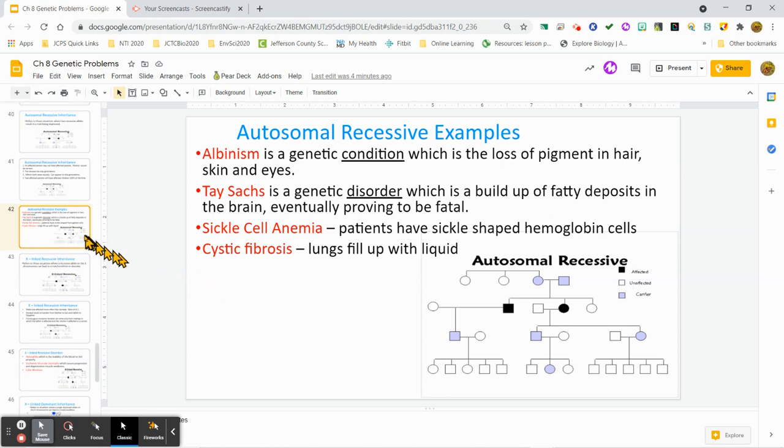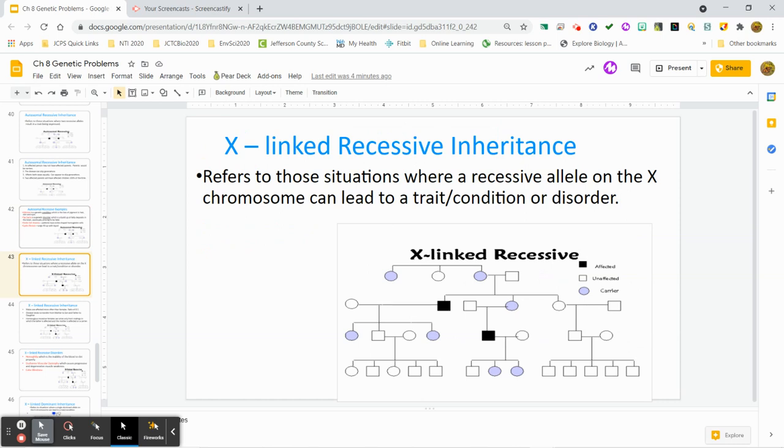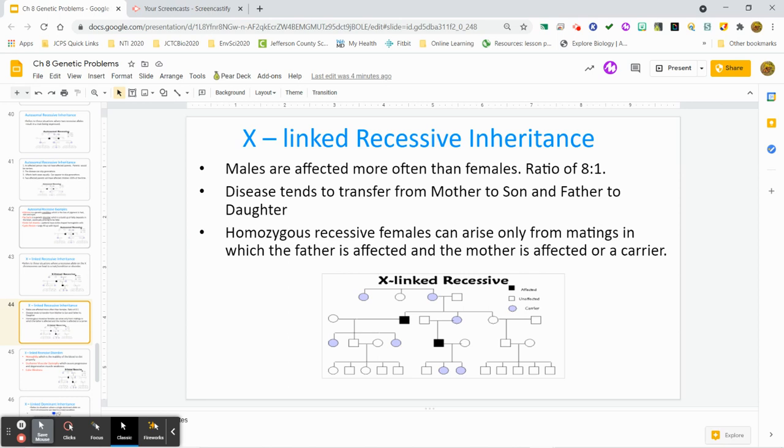The next one is sex-linked or X-linked recessive. This refers to those situations where a recessive allele on the X chromosome can lead to a trait, condition, or disorder. Here the female will need two recessive alleles to express the trait, but the male only needs one recessive allele because he only has one X. And that's why males are more affected than females.